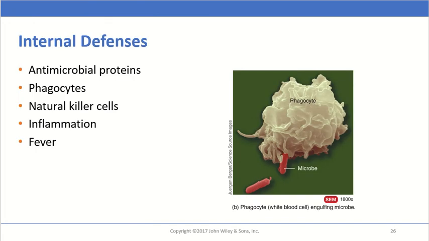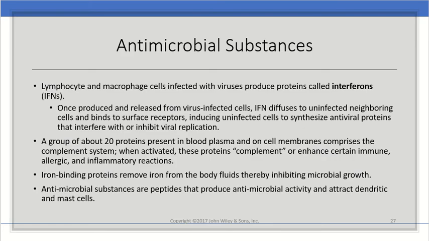Our internal defenses, we're going to have several different types. We've got antimicrobial proteins, phagocytic cells, natural killer cells, inflammation, and fever. Those are our 5 main options we have for our internal defense. So, starting with antimicrobial substances.